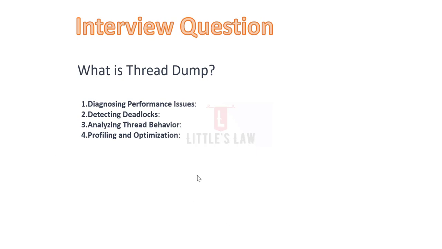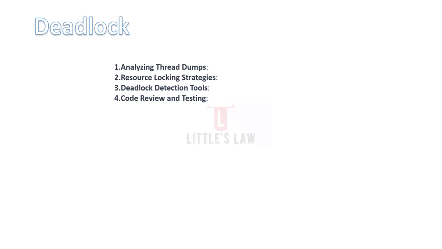And next comes the deadlock. So what is a deadlock? A deadlock is a specific type of concurrency issue that occurs in a multi-threaded application when two or more threads are unable to proceed because they are each waiting for a resource that the other holds. In essence, they are locked in a circular dependency and neither can make progress.